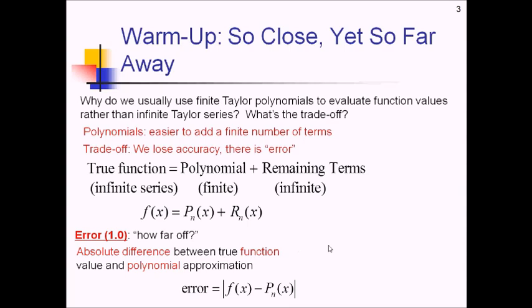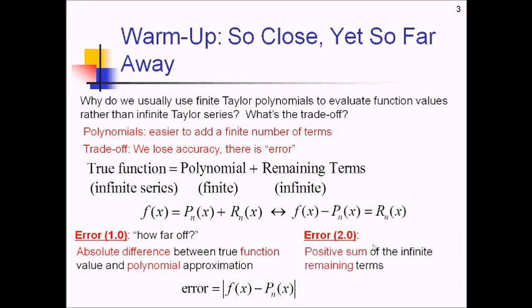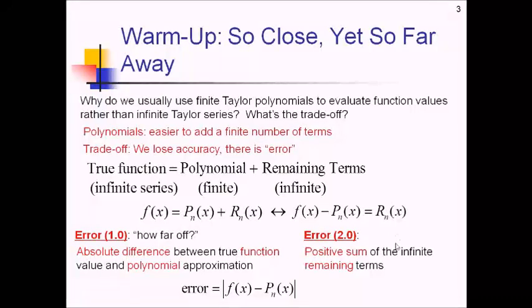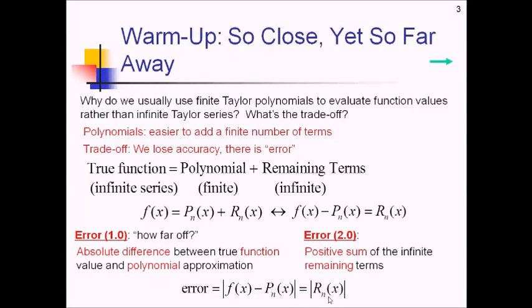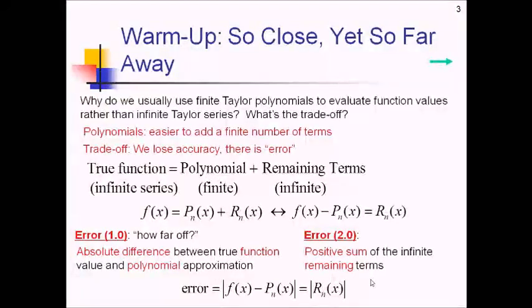So this brings me to definition 2.0 for error. To get this definition, I'm taking a look at this expression, and I'm going to create that expression in this equation I wrote up here. F of x minus p sub n of x, if I wrote it from here, would just be equal to this r sub n of x that I didn't bother subtracting. Well, what was this r sub n of x again? This was just all those remaining terms. So it seems that this error, another way of thinking about it, is actually just the positive sum of those infinite remaining terms you didn't bother adding in for your approximation, the absolute value of r sub n of x. We'll talk a little bit more about this now.